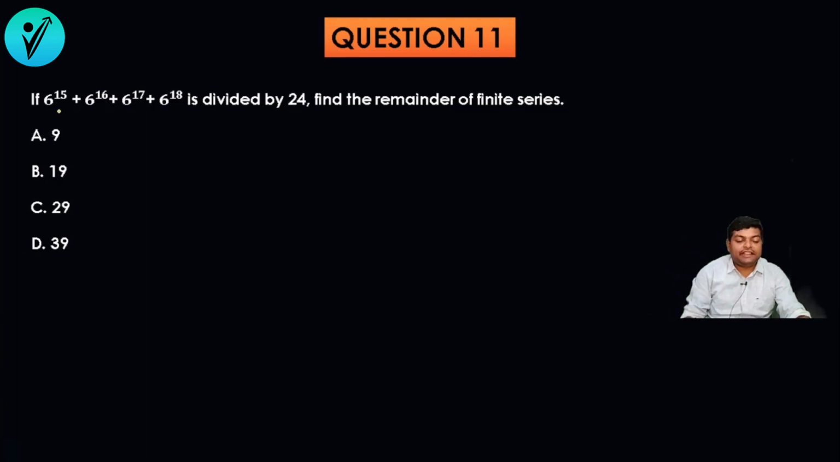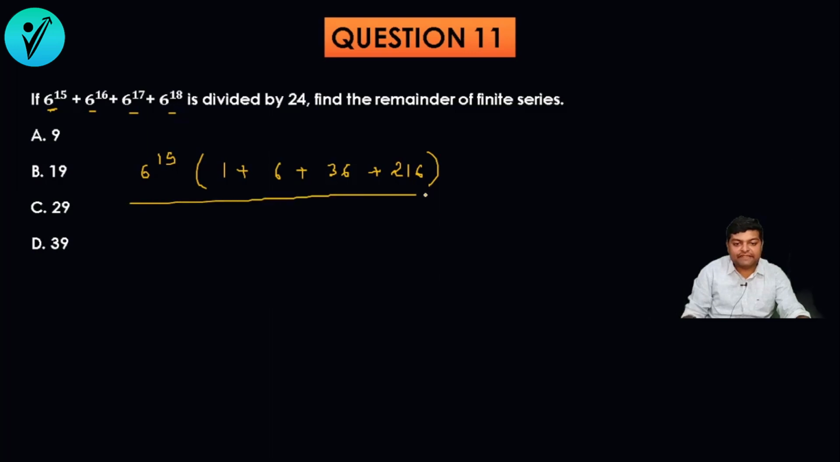Let's see this question. If 6 to the power of 15 plus 6 to the power of 16 plus 6 to the power of 17 plus 6 to the power of 18 is divided by 24, then find the remainder of this finite series. Now we can see that everywhere there is 6 to the power 15. If I take it common from all the terms, I'll be left with 1, 6, 36, and 216. And this is divided by 24. Now what do you mean by 6 to the power of 15 only? Let's simplify it. Can 6 to the power be written like this? 6 into 6 into 6 into 24. Yes, it will be written as 6 to the power of 12.